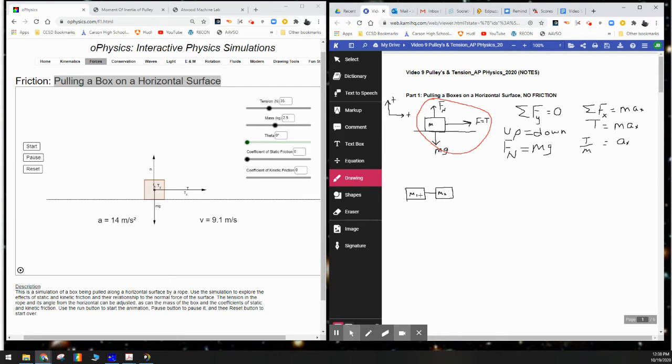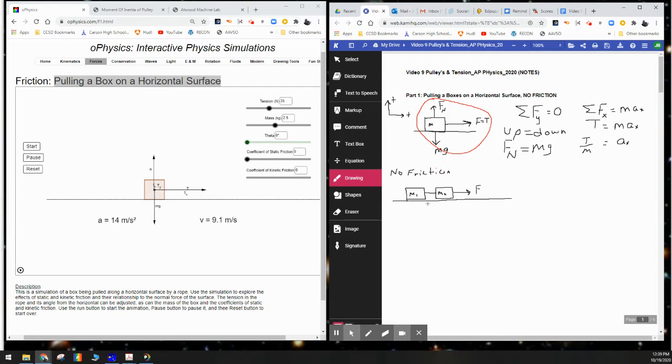So here's M1 attached to a string, attached to M2, and we do have some applied force here. There's some force being applied here, and it is causing it to move along the x-axis. And right now we have no friction. So all of these examples, no friction.